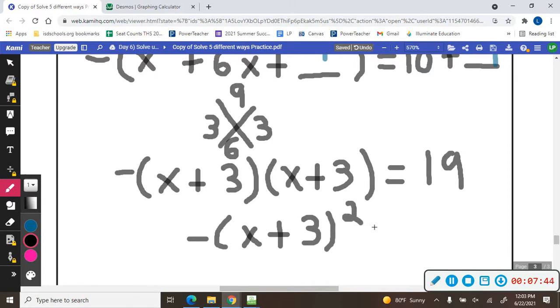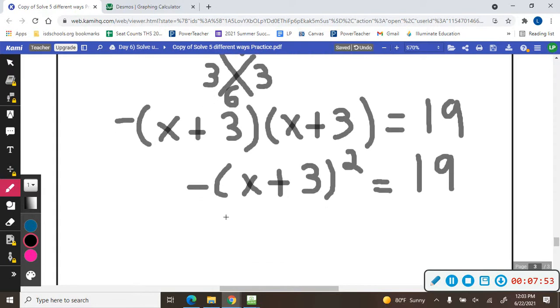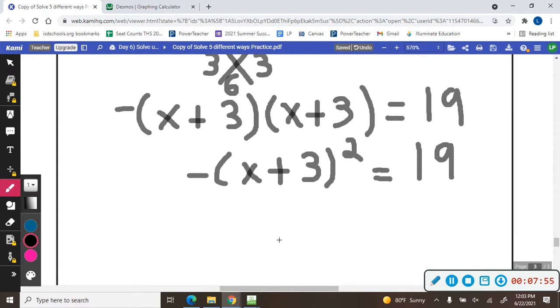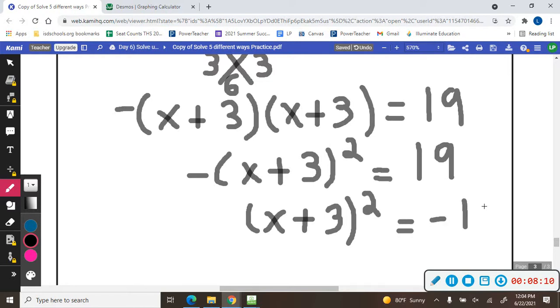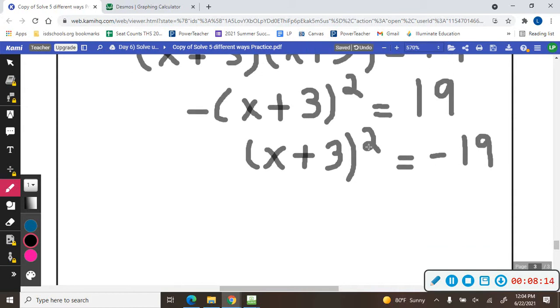So now I have x plus 3 squared is 19. Now from there, I want to get the square by itself, so I divide both sides by negative 1, and I get x plus 3 squared is negative 19. And then to undo the square, I take the square root.